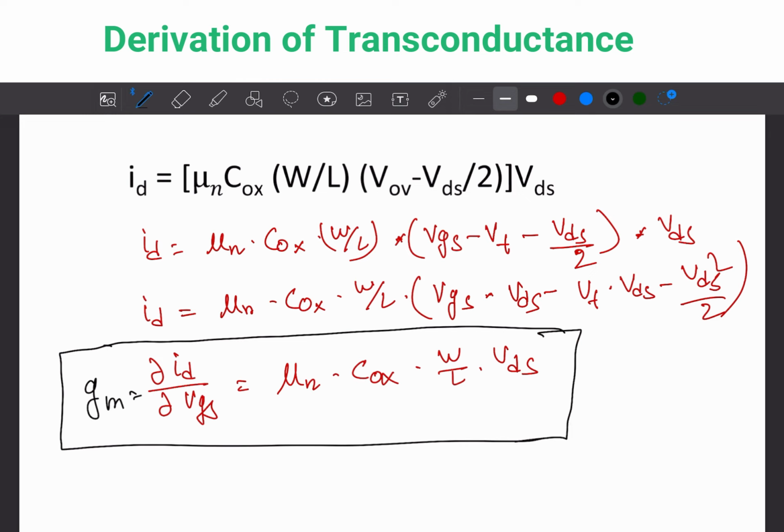And you can see here, the transfer conductance depends upon what? It depends upon VDS. It does not depend upon the input voltage. Okay, so this depends upon the output. This depends upon the VDS, which is the other voltage, the drain to source voltage.